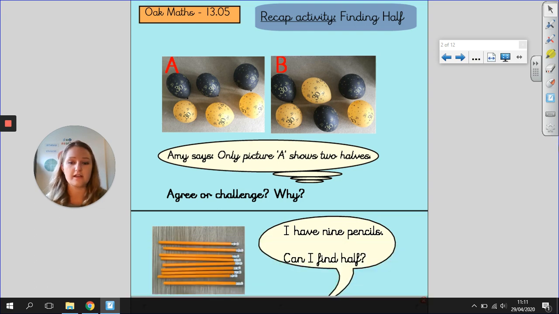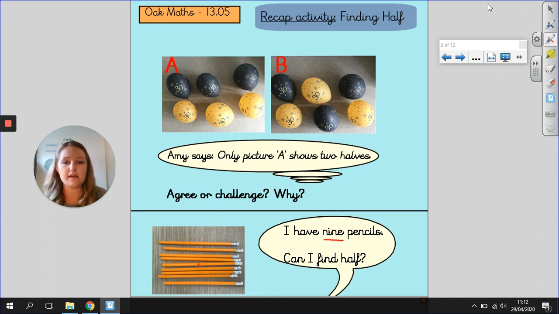And then, I have 9 pencils. Can I find half? Can I split my 9 pencils into 2 equal groups? Why or why not? Well, no, you cannot, because 9 is what kind of number? Is it odd or even? 9 is an odd number, so you cannot split odd numbers into 2 equal groups. We learned that last term. So can I find half of 9? No, not and have full pencils. I'd have to split one in half down the middle.